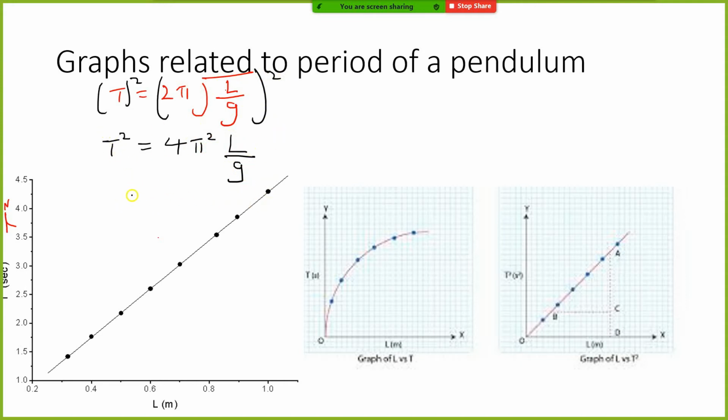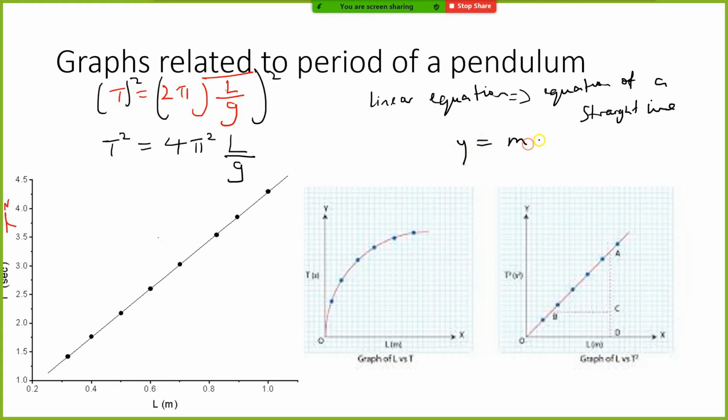It might not look linear to you. When we talk about a linear equation, we are talking about the equation of a straight line. And that equation says y is equal to mx plus c. Now this is where comparing stuff comes into play again. You remember we talked about comparing something a while ago. In physics, we do a lot of comparing as well.